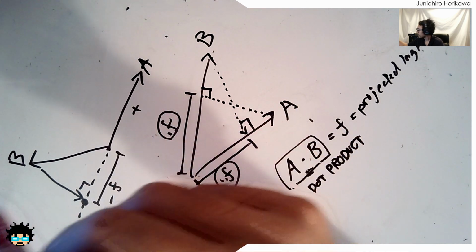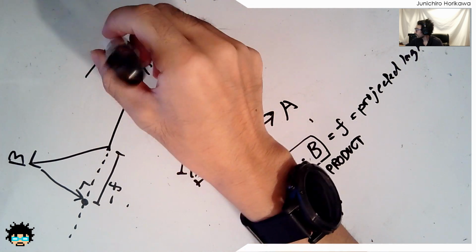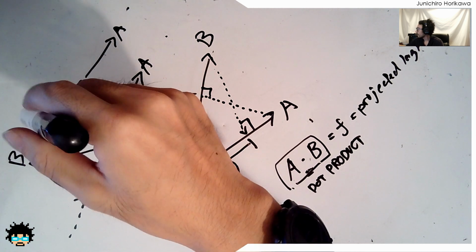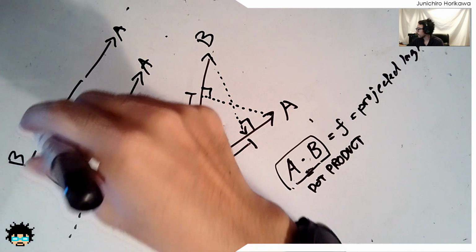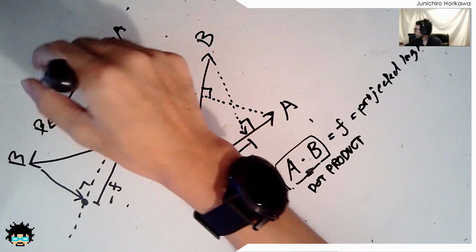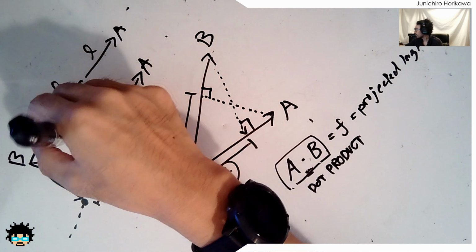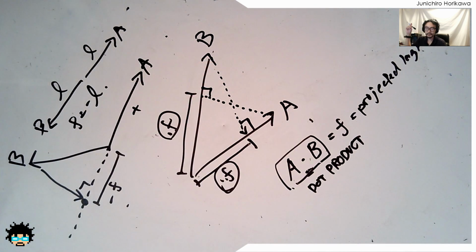Okay, and if A is facing one direction and B is facing the opposite direction, then if you project, the value is equal to, let's say that both sides are L, then F is equal to minus L. So that's how it works.